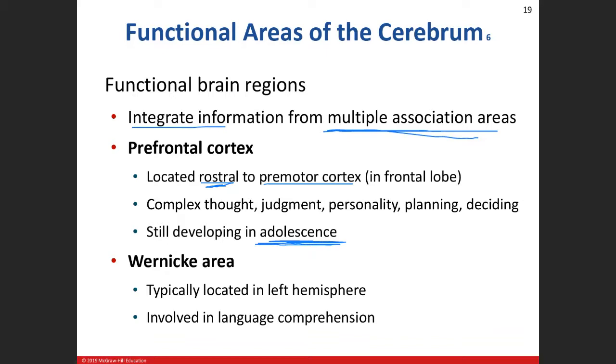So Wernicke's area, you heard me talk about Broca's area. Broca's area was that motor speech area, so that's what I'm using right now. That was in the frontal lobe. Wernicke's area, again, is in the left hemisphere, but most likely in the parietal lobe. I say most likely because sometimes these areas can change, but most commonly it's going to be in the left hemisphere and in the parietal lobe. This is language comprehension.